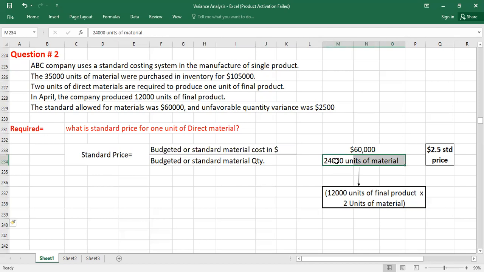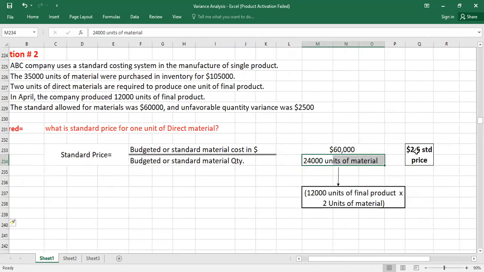How can we calculate this? We can calculate it this way. We produced 12,000 units of final product, multiplied by 2 units of material as per standard. If you multiply 12,000 times 2, it will give you 24,000 units of material. So if you take 60,000 divided by 24,000 units of material, you will automatically get the standard price per unit of material, which is $2.5. I hope it is clear.